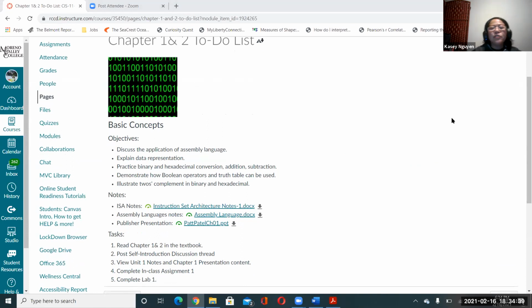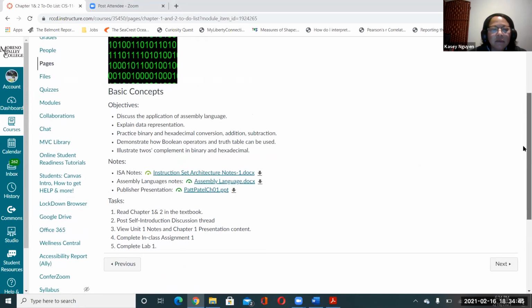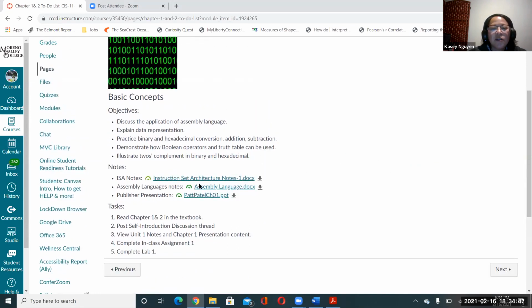Okay, so this is the page. Basically, it tells you the tasks for the week. And it also has some of the notes. I originally used this to distribute notes, but sometimes students don't see it, so I created a page and added the notes. There's some PowerPoint from the publisher. Sometimes I use it, sometimes I don't, but it's there for you in case you need to reference it, right?